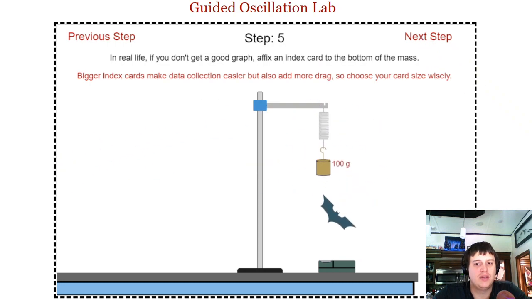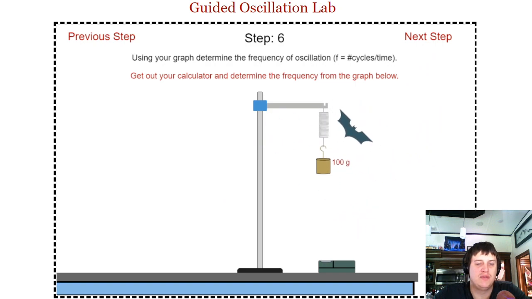It says right here, if you're having trouble, you would add an index card to this, so we're not going to worry about that step. Here it tells you a certain frequency of oscillation. That's in cycles per time, or number of cycles over time. You're measuring how many times this spring goes up and down, up and down, up and down.